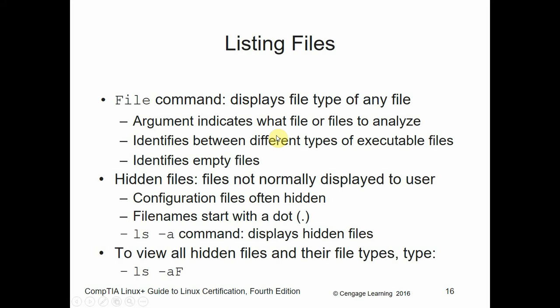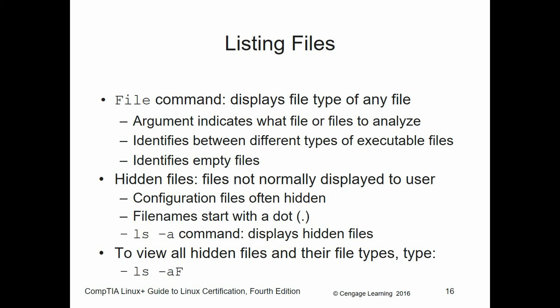The file command displays the file type of any file. Argument: indicates what file or files to analyze. It identifies different types of executable files and identifies empty files. Hidden files are files not normally displayed to the user. Configuration files are often hidden. File names start with a dot.